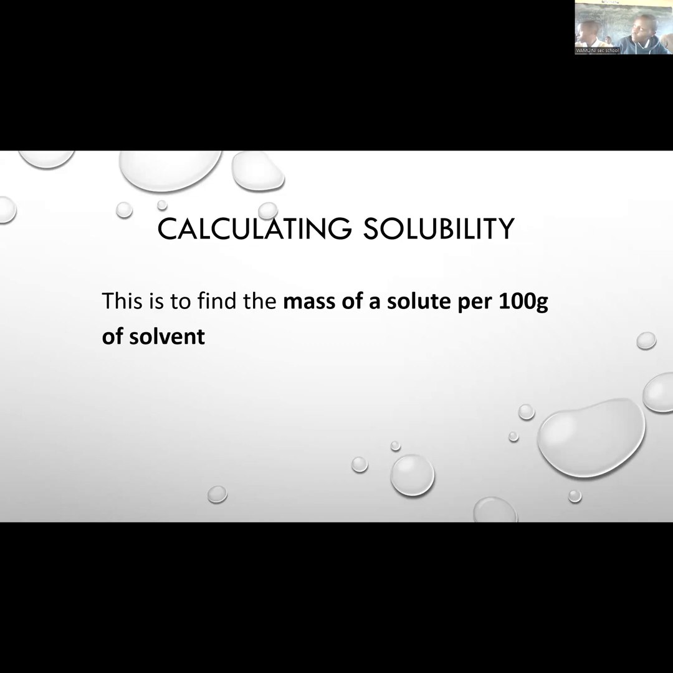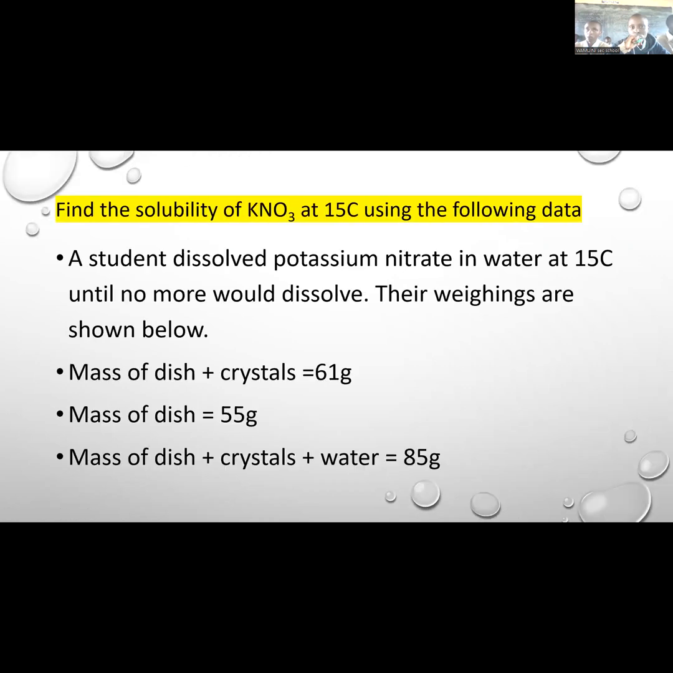Then we had to do the calculation of solubility. And it always has to be in mass of solute per 100 grams of solvent. So we did an example and we said, okay, we need to work out the mass of water and the mass of crystals. And there are two different ways of doing it. But in this, if I wanted to work out just the mass of water, I could say, okay, 85 minus 61 will be the water, and 61 minus 55 will give me the crystals.